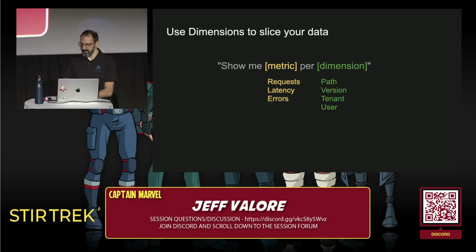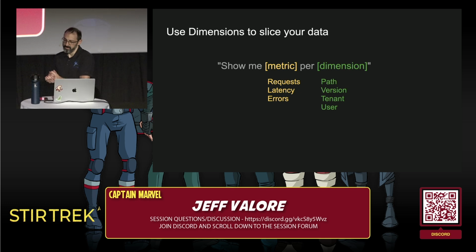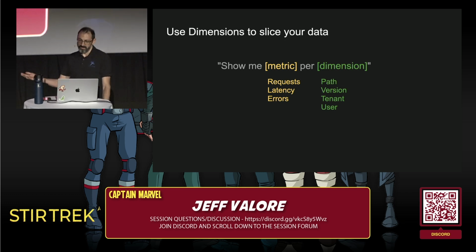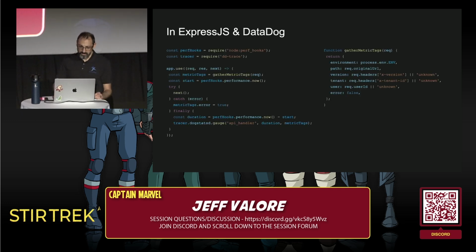So one way to do that is to add dimensionality to your metrics and trace data. In Datadog, I think they call it tags. I think AWS CloudWatch calls them dimensions, and I stole this slide from an AWS re:Invent presentation. Thanks, AWS. So this is basically dimensionality in a nutshell. Show me some metric divided up by some dimension. I want to see requests to a path. I want to see latency for a version, whatever. How do you do this in reality?